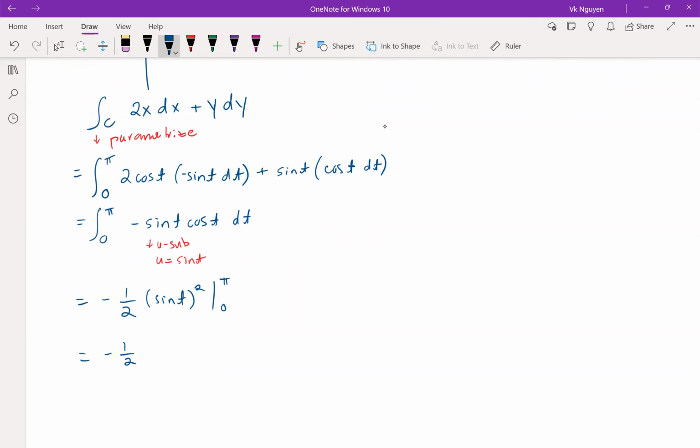Negative 1 over 2, sine of pi squared minus sine of 0 squared. Now what do we have here? You just have this to be 0. Sine of pi is 0, and then it's 0. So all right.